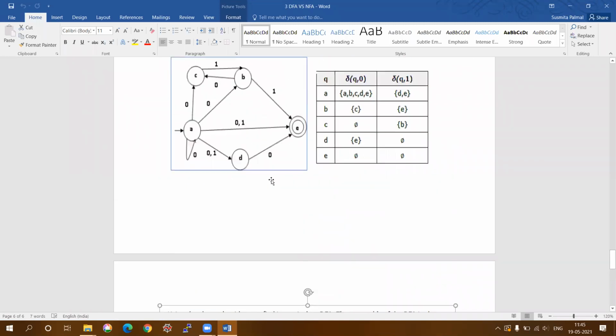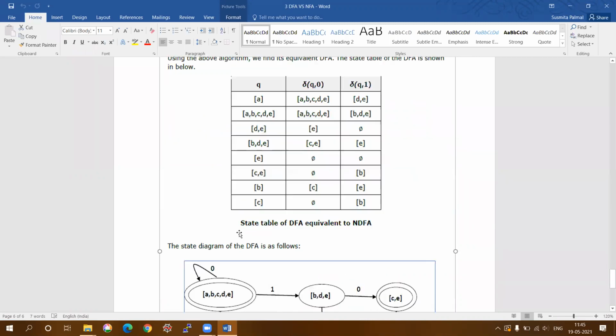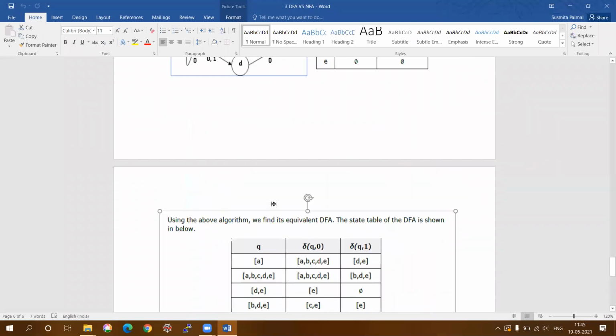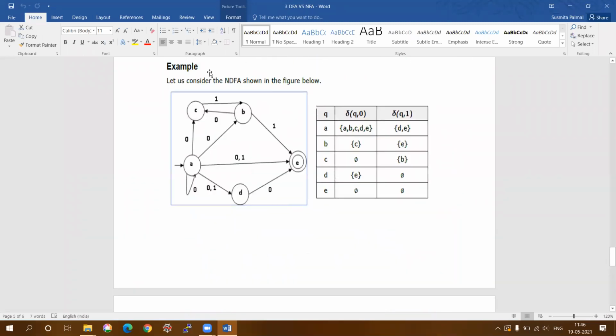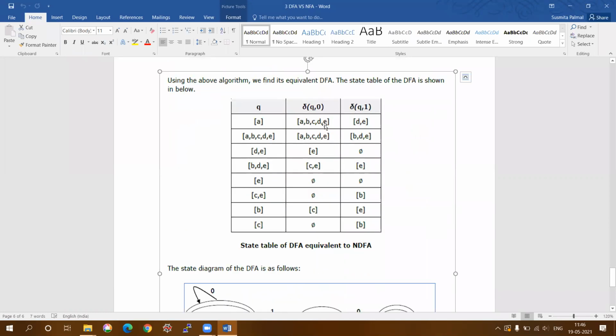It's the same state, which is the initial state in NDFA, will be considered as the initial state in the DFA, right? And now our turn is to find out the final state. Which state will be considered as the final state? Now, in NFA, the final state was our state E. So wherever E is present, that state will be considered as the final state in case of DFA.